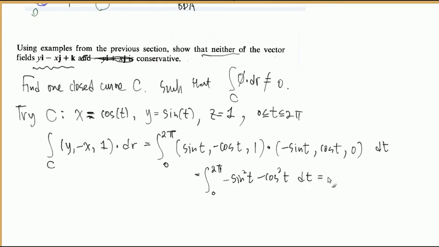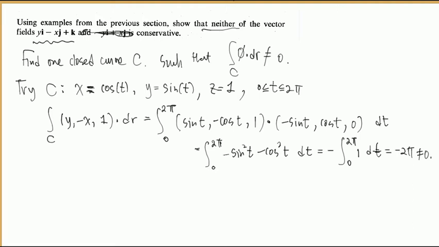But if you factor out the negative, something interesting happened. What is sine squared plus cosine squared? It is 1, dt. So what do you get? Negative 2 pi. What does that mean? Negative 2 pi is a very well-known non-zero number. So what did you prove? It's not conservative. But if you had to prove it conservative, how many closed curves do you have to try? Infinitely many.